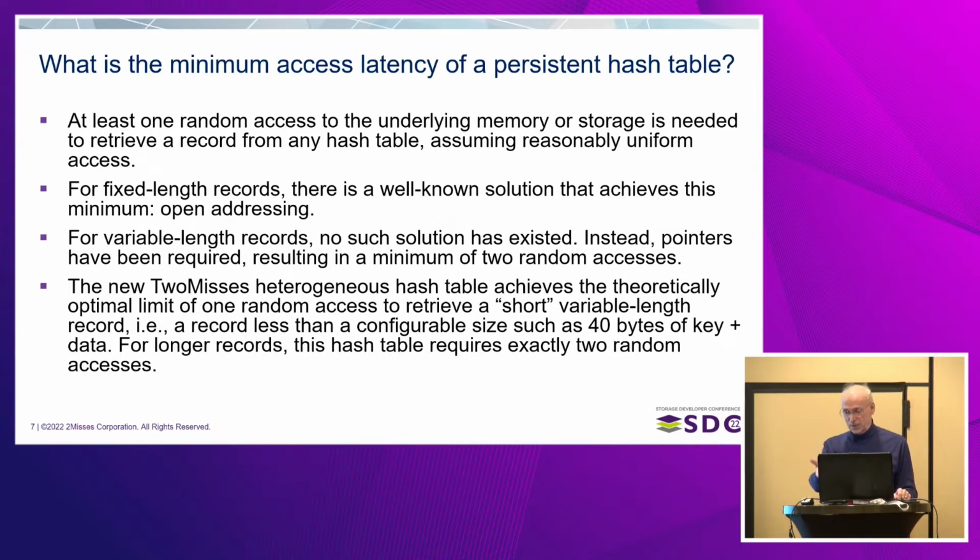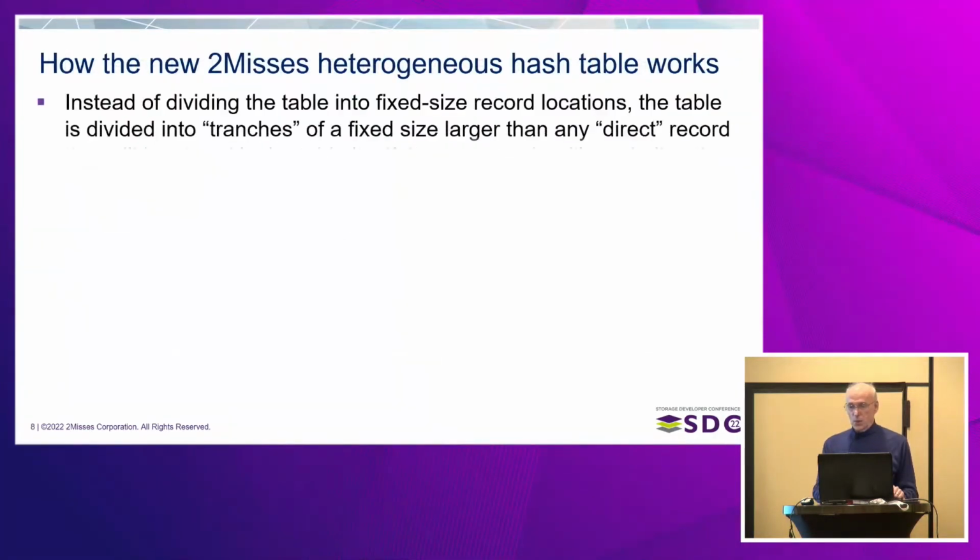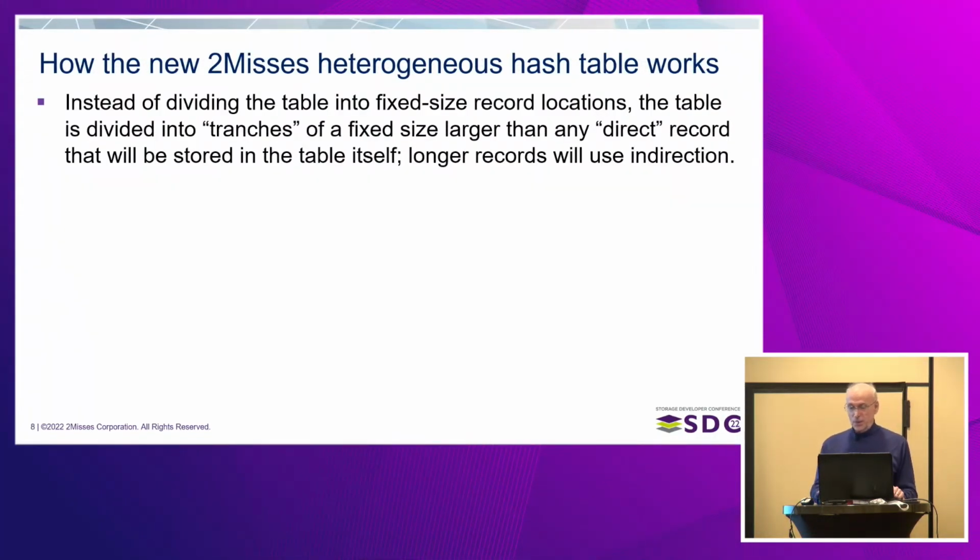And if you have something that is bigger than the short length, whatever that is, then you need 2 random accesses, exactly 2. One to go into the table. You may have to do a sequential search, but nothing random, and then it will point to where the data is stored in the overflow file. So how it works, because that's obviously what people want to know.